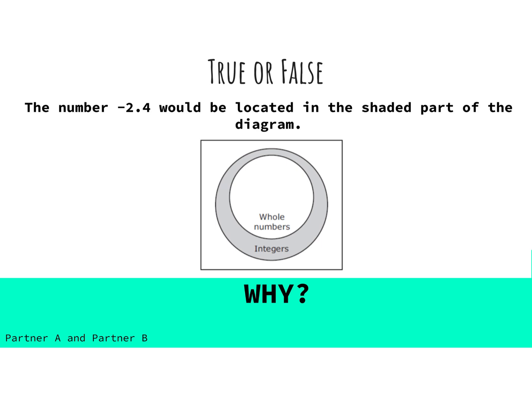The answer is no. So negative 2.4, because it has a decimal, it's not an integer. It has to be a rational number, which would be on the outside. This would be a rational number. So don't be fooled by the negative, because negative isn't what makes an integer. It's just part of the opposite of whole numbers.